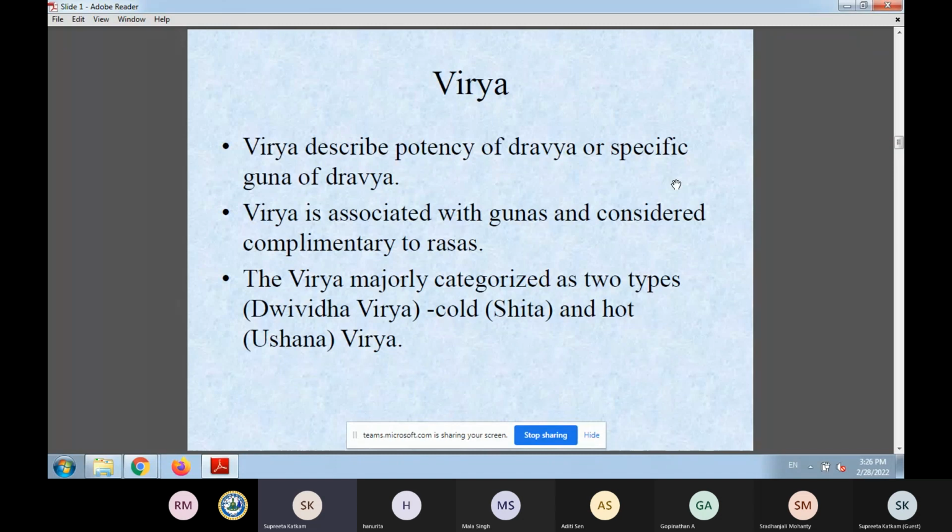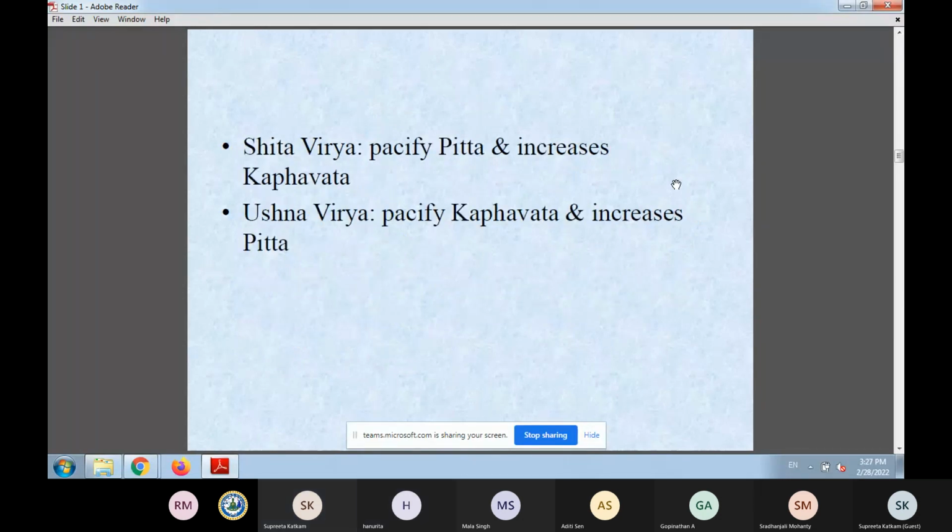So based on whether it is hot or cold, we'll have a certain picture of what that particular substance will do in our body. Shita Virya pacifies Pitta and increases Kapha and Vata. Ushna Virya pacifies Kapha and Vata and increases Pitta.